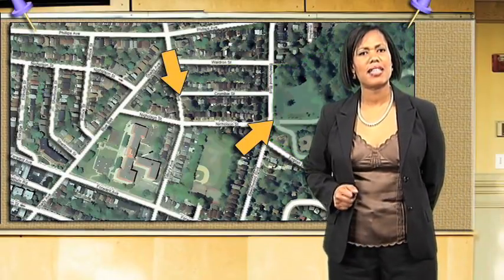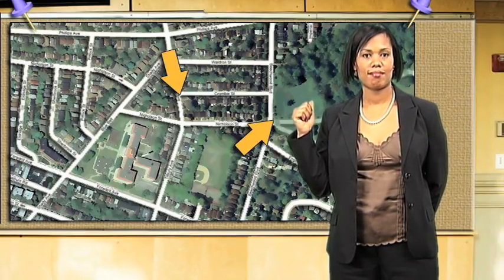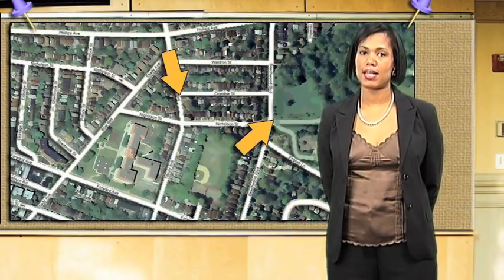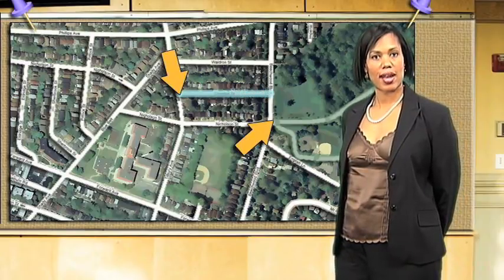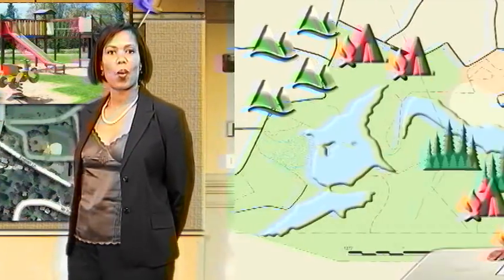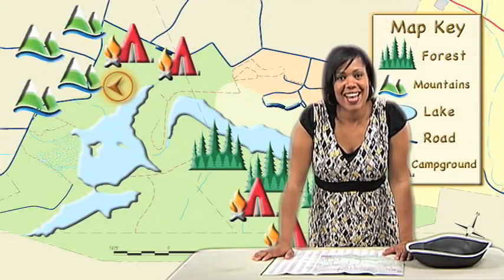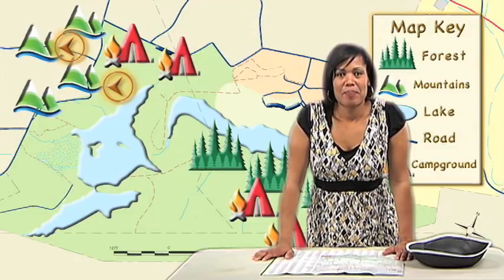This is one way to get to the park, but there are so many twists and turns. Can you help me find an easier way to get there using the map? That's a very good idea. Just go straight, turn right at the playground, and go down. Wow. Do you see any mountains on this map? That's right. Let's see what else we can find on the map key.